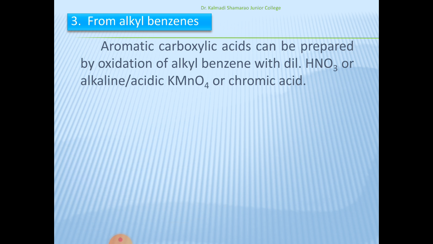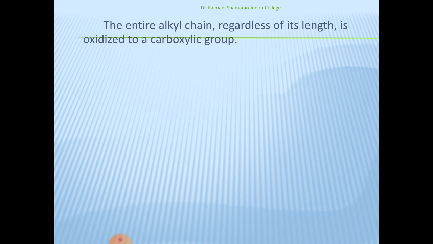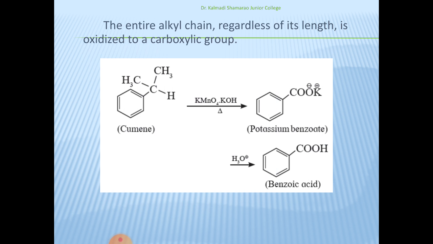From alkyl benzene. Aromatic carboxylic acids can be prepared by oxidation of alkyl benzene with dilute HNO3 or alkaline or acidic KMnO4 or chromic acid. Reaction: toluene on KMnO4 and KOH gets converted to potassium benzoate, which on acid hydrolysis gives benzoic acid. The entire alkyl chain, regardless of its length, is oxidized to carboxylic acid.